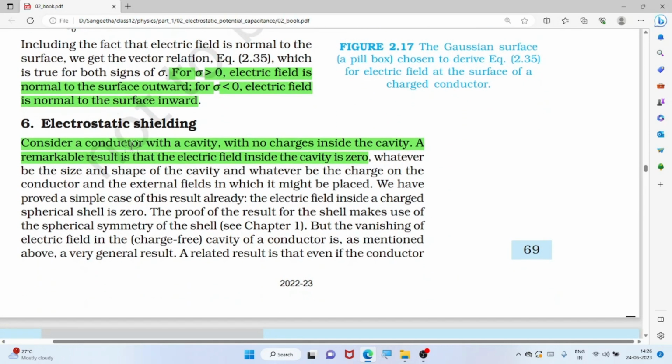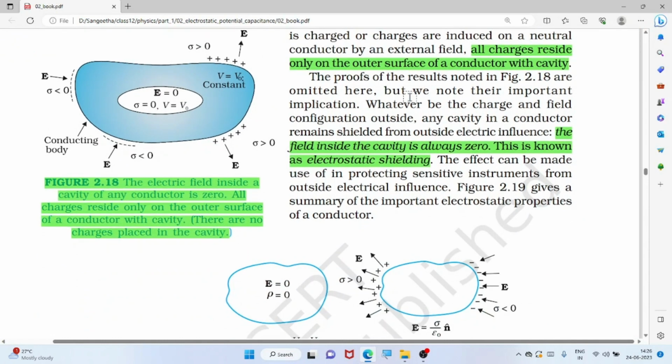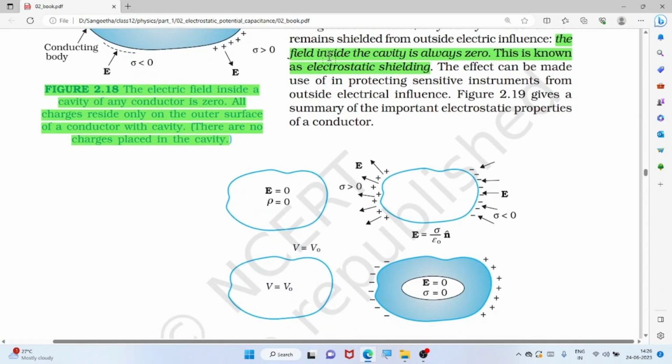Shielding, electrostatic shielding. Consider a conductor with a cavity with no charge inside the cavity. A remarkable result is the electric field inside the cavity is zero. When the cavity has no charge, then electric field is zero. All charges reside only on the outer surface of the conductor with the cavity. The field inside the cavity is always zero. This is electrostatic shielding.